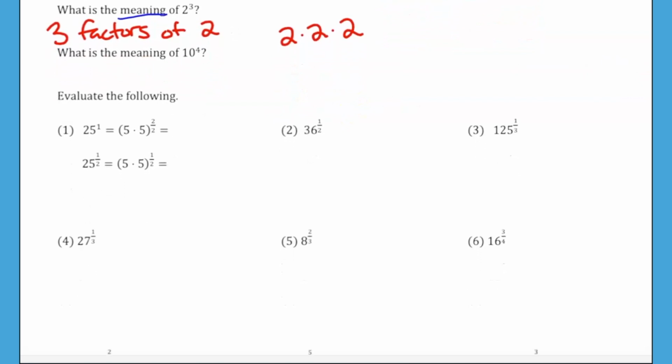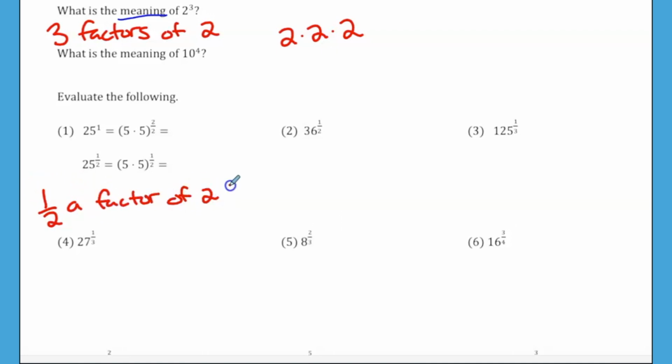So then that brings us to our next question. What would 25 to the 1/2 power mean? Well, if 2 to the third power means 3 factors of 2, 25 to the 1/2 must mean half a factor of 25. So what would half a factor look like? Well, if we looked at a whole factor, that could be 2 out of 2, so 5 times 5 would be 25. Well, half a factor tells us we just want one of those 2 factors. So half a factor of 25 must be 5.